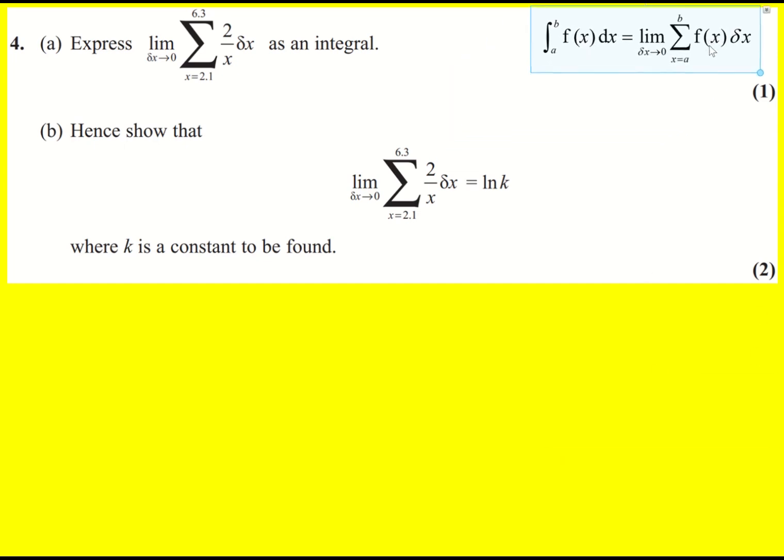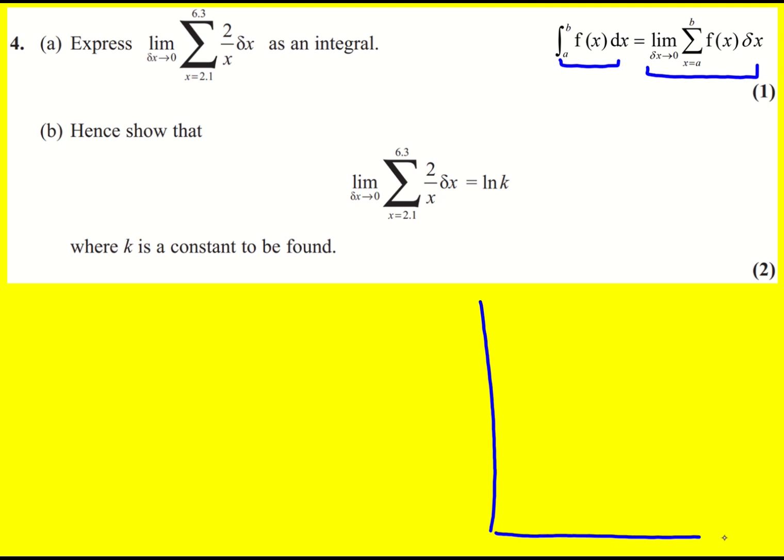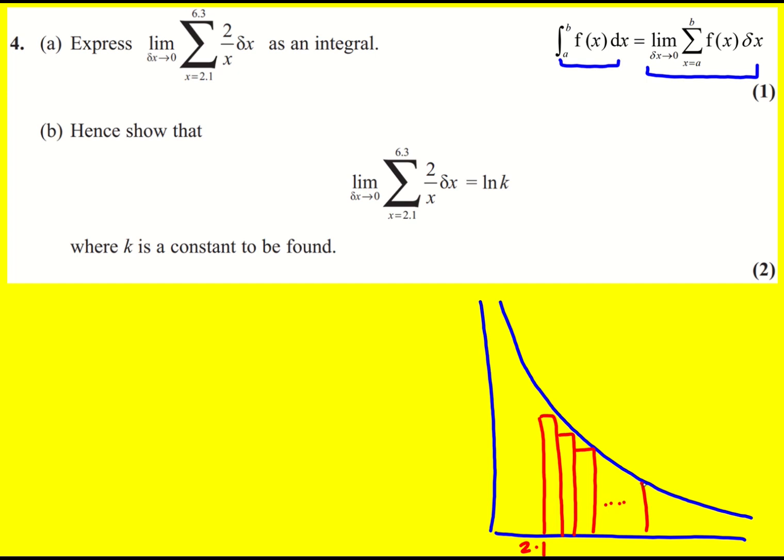The next question is asking us to use the definition that an integral is in fact an infinite summation. If I have y equals 1 over x, then I want to add up little rectangles between x equals 2.1 and 6.3. Then this is what we would get. We would find all of this. Of course, there's some gaps, but that would be the sum.